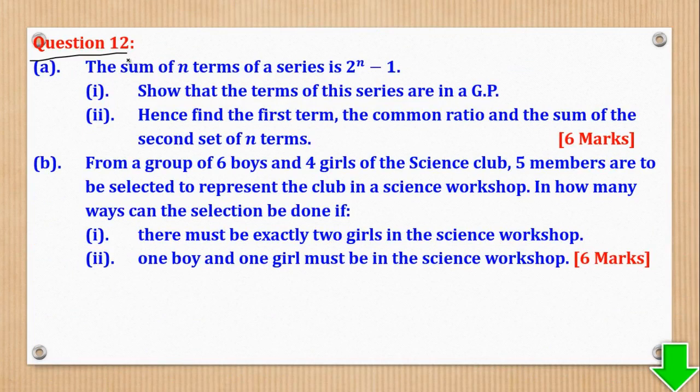Then question 12, part A says the sum of n terms of a series is 2 to the power n minus 1. Roman 1, show that the terms of this series are in a GP. And Roman 2, hence find the first term, the common ratio, and the sum of the second set of n terms. So let's first deal with part A.